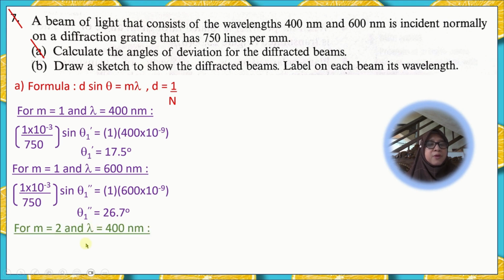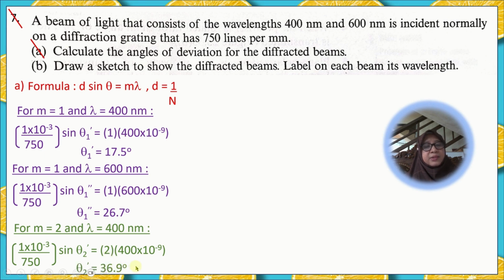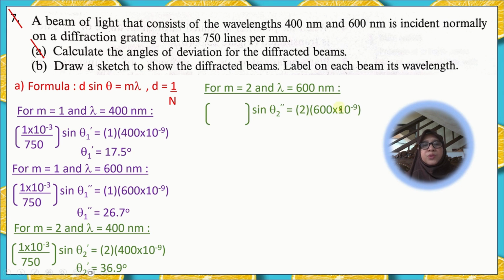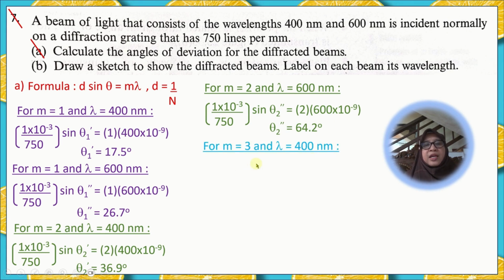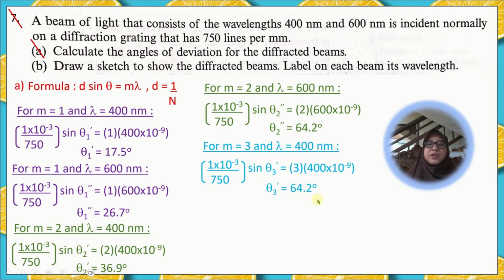Okay, so we do the same for m2 and lambda 400 nanometer. We substitute into the equation d equals 1 over n, sine theta equals m lambda. So we get theta 2 as 36.9 degrees. And we do the same for lambda 600 nanometer, m2. We get theta 2 prime prime as 64.2 degrees. We continue doing for m3. For m3, lambda equals 400 nanometer. We substitute into the same equation, we get theta 3 prime as 64.2 degrees.